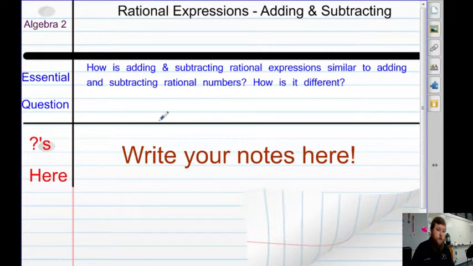Welcome Algebra 2. This is rational expressions, adding and subtracting. The essential question is, how is adding and subtracting rational expressions similar to adding and subtracting rational numbers? How is it different? Let's begin.